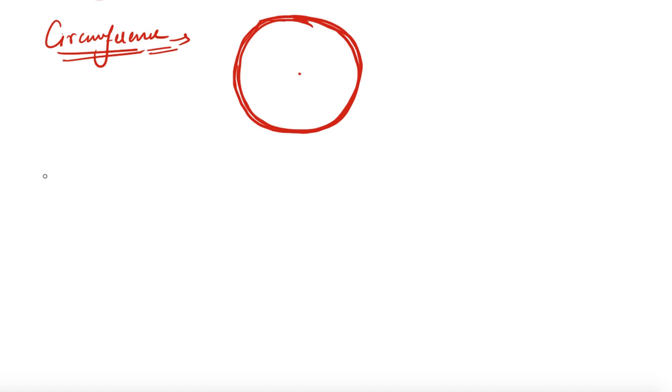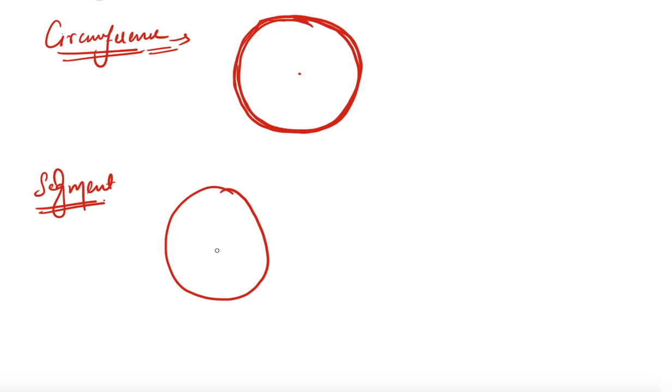Next thing is segment. What do you mean by segment of a circle? Again, this is related to the chord of a circle only. See, I have a circle here. This is my center. This is PQ. Now as you can see, this PQ divides the circle into two boundaries. This arc PSQ is the major arc and this PRQ is the minor arc.